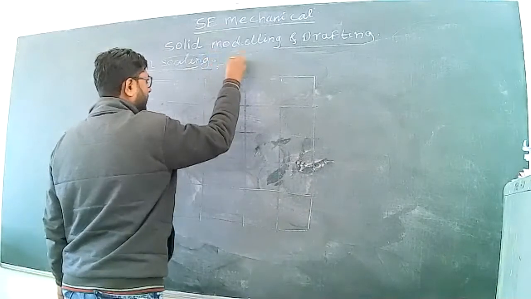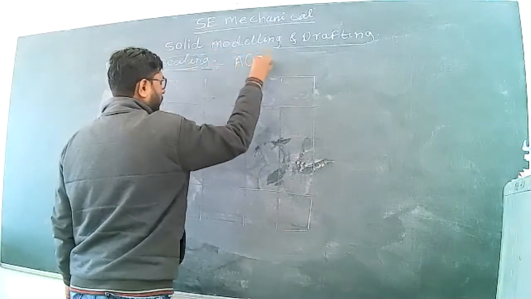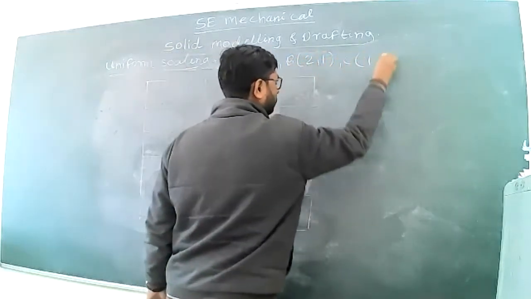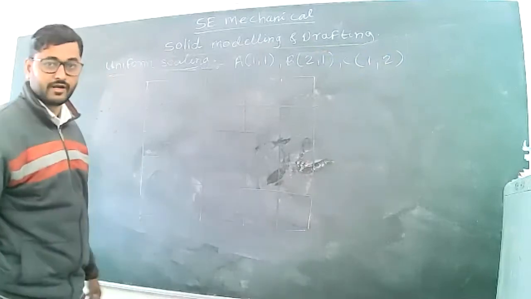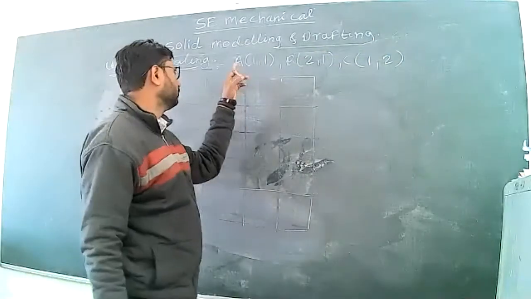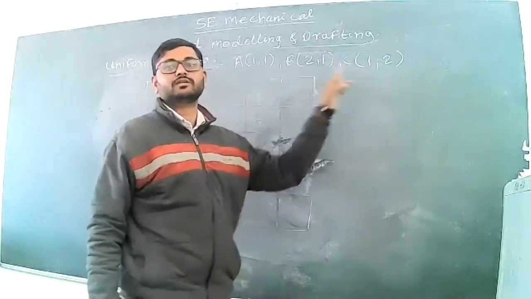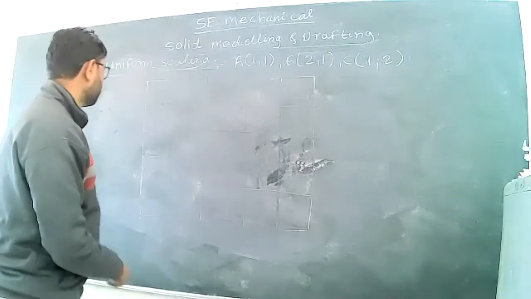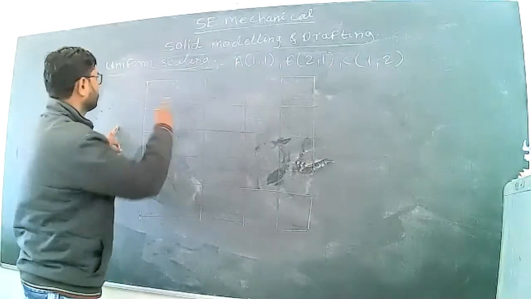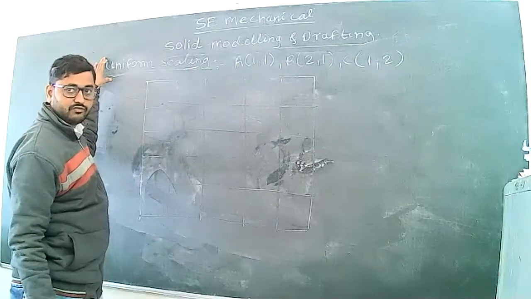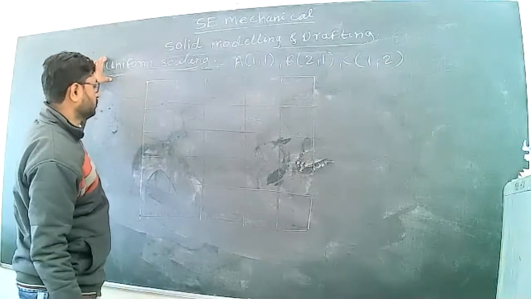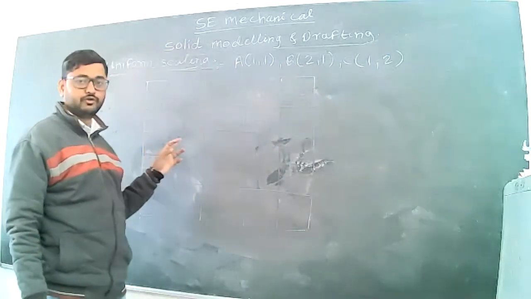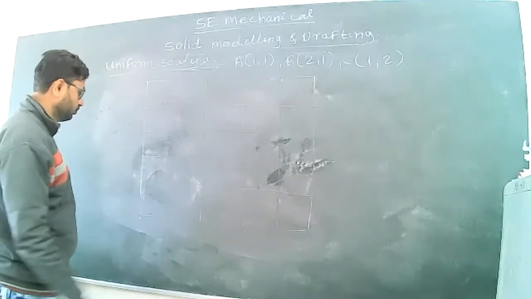So assume coordinates A 1 1, B 2 1, and C 1 2. Consider one triangle, and for the triangle assume A, B and C. These are the 3 points. So we know that this is the type of uniform scaling. Just locate these points on this graph: A 1 1, B 2 1 and C 1 2.